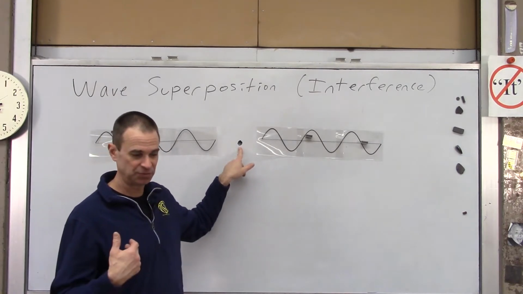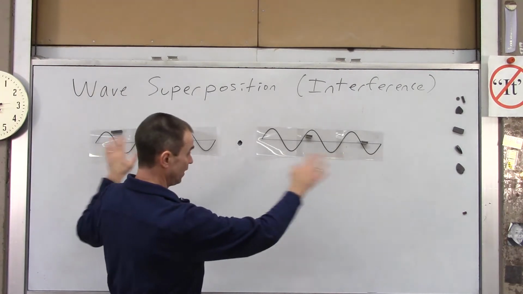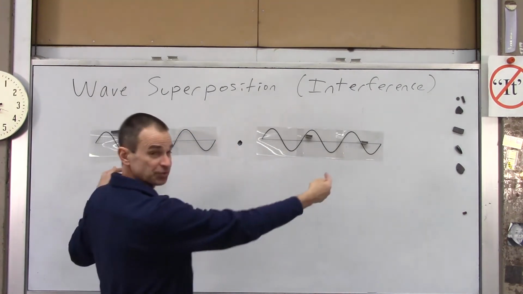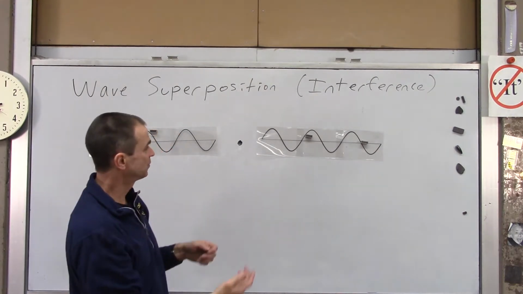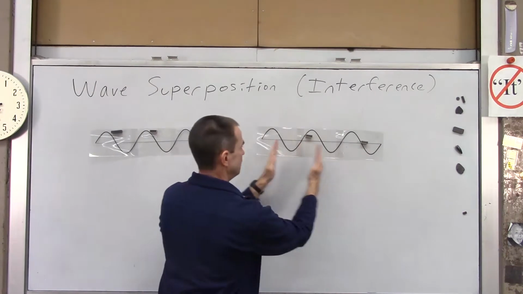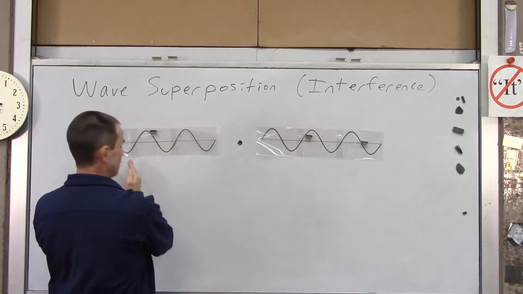Let's say it was a bobber, and let's say these are water waves. These water waves have the same wavelength and the same amplitude, and they're going to go the same speed toward each other. Now, a quick note, this is actually three waves: 1, 2, 3, and 1, 2, 3.